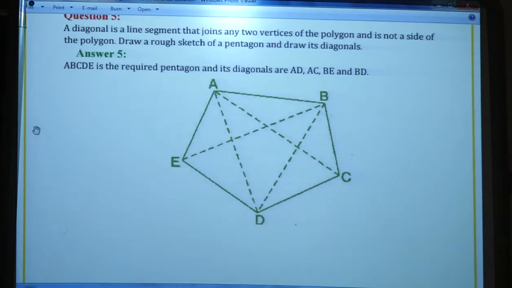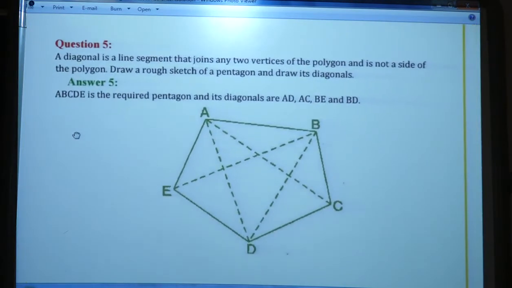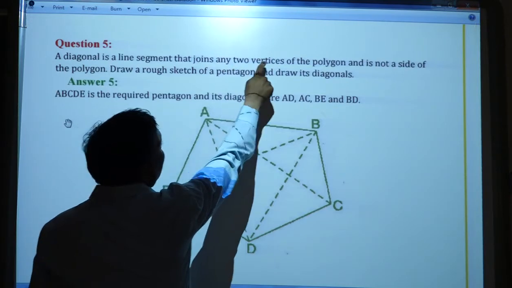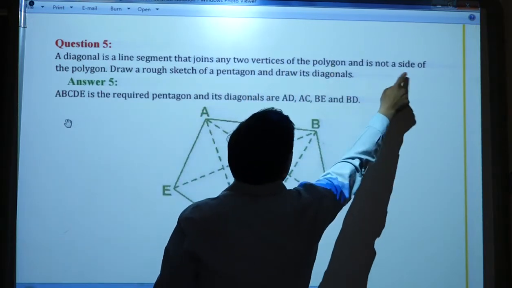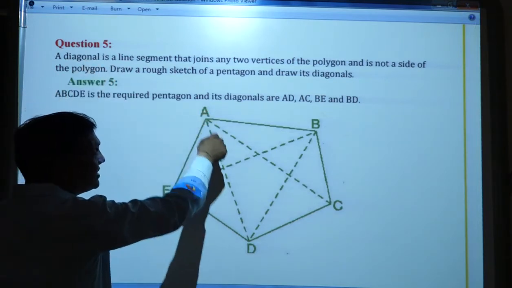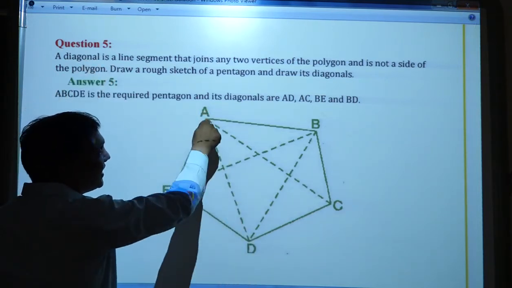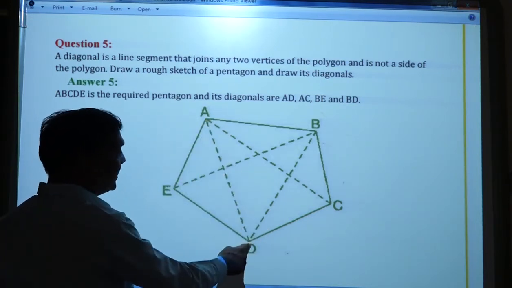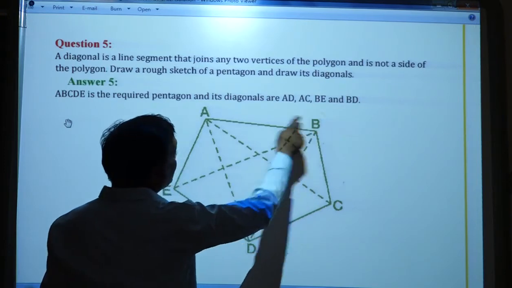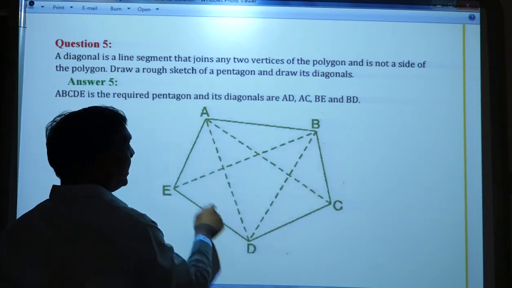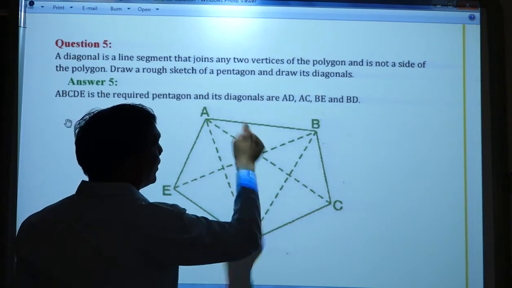This is the last question of this exercise. 5th question. What is the 5th question? A diagonal is a line segment that joins any 2 vertices of a polygon and is not a side of the polygon. Diagonal means an inside line of the figure connecting 2 vertices or 2 angles. That is a diagonal. Here AB is a diagonal, EB is a diagonal, AC is a diagonal, BD is a diagonal. These all are diagonals. 1, 2, 3, 4 diagonals are there.